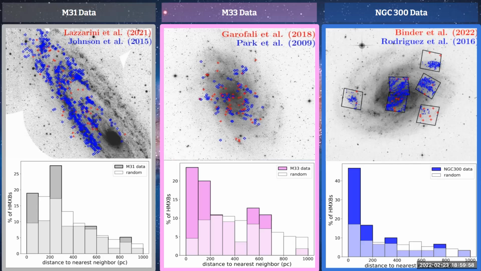In the top three images, going from left to right, we have the following galaxies: M31, M33, and NGC 300. You will see red and blue markers. The red markers are high-mass X-ray binary locations, and the blue markers are young star clusters and their associated catalogs. The bottom three histogram graphs show a distribution of distances between high-mass X-ray binaries and their nearest neighbors for the three galaxies mentioned before. Distributions of distances compared to randomly distributed high-mass X-ray binary locations within the young star cluster footprint are shown in white.